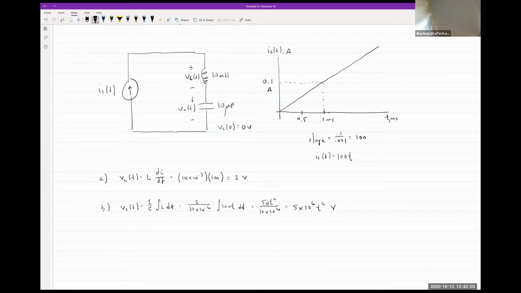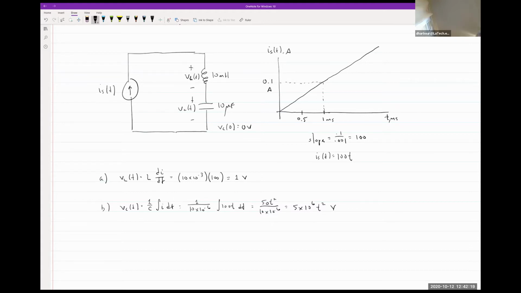And checking the initial condition, that comes out to be 0 at t equals 0, and that is what the initial condition is. So we don't need a constant of integration to match our initial conditions. So that's the kind of thing we do there.